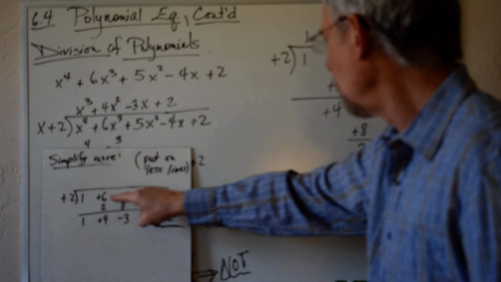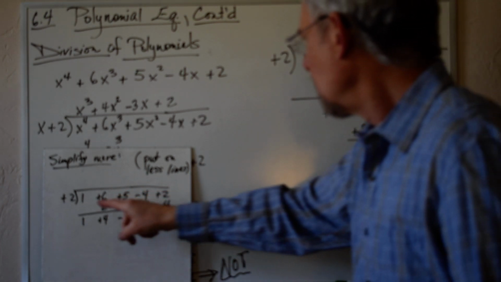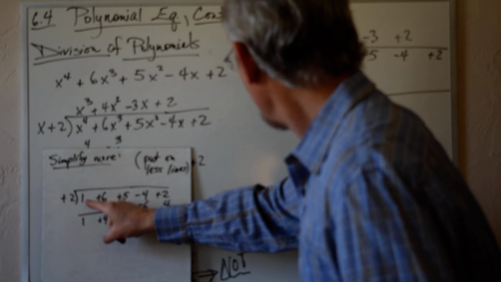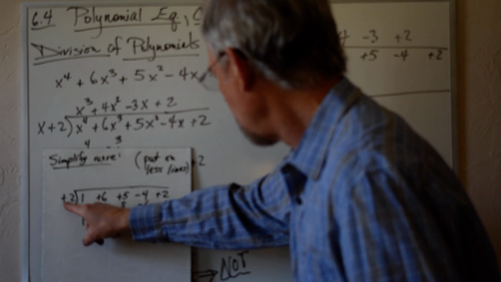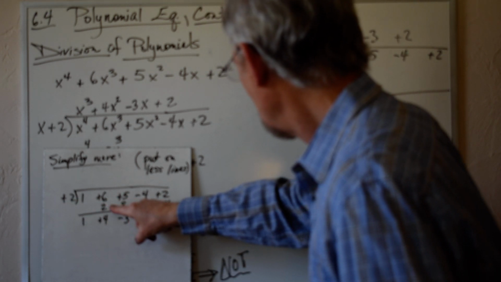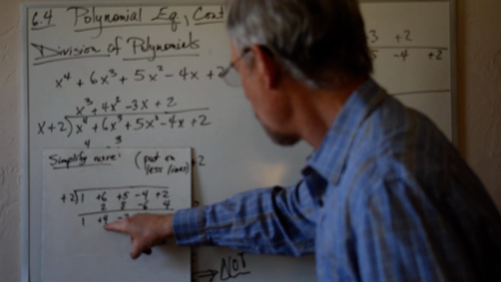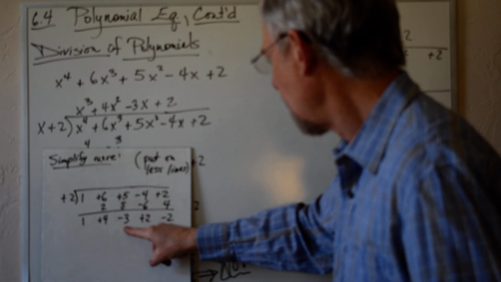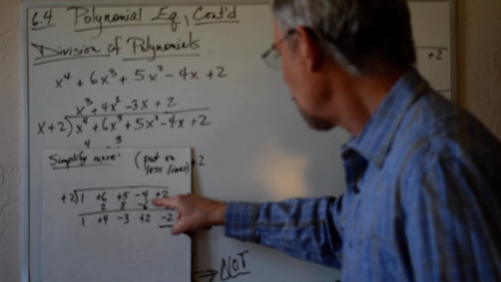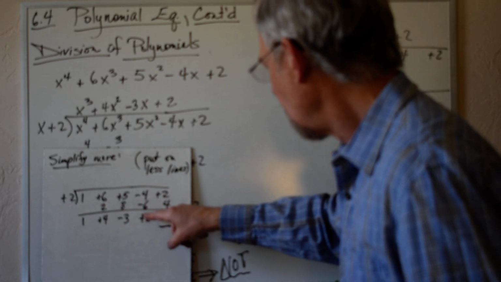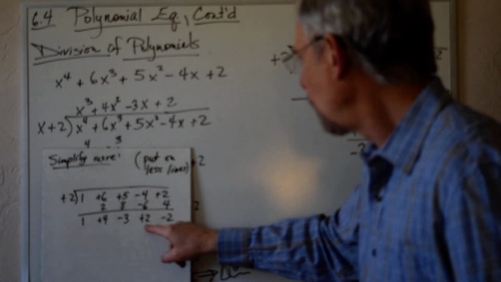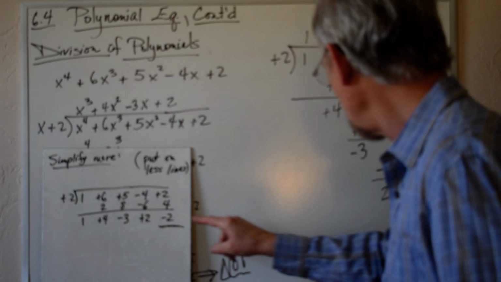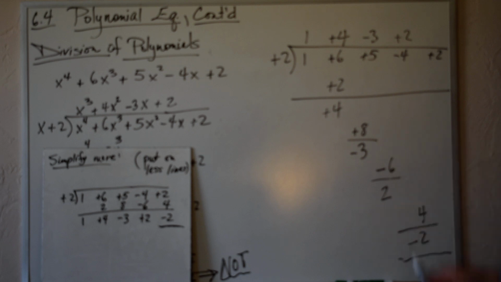So it's +2 into this, just like I wrote it here. And I end up bringing down the 1. The 1 multiplies the 2 and gives me the 2. I subtract and get the 4. The 4 multiplies the 2, gives me 8. I subtract, get the -3. The -3 multiplies the 2, gives me the -6. I subtract and I get +2. All right, I'm down to here now. 2 times 2 gives me 4. Subtract, I get -2. All right, so it's all the same steps, just scrunched up into 2 lines.